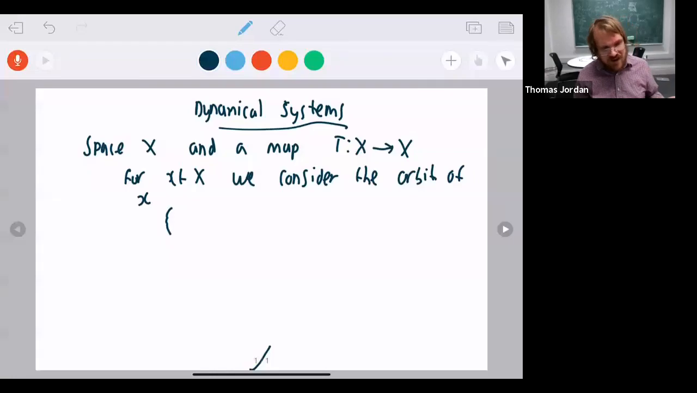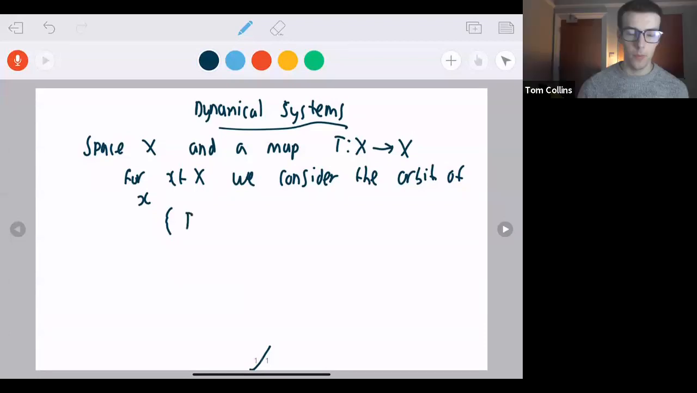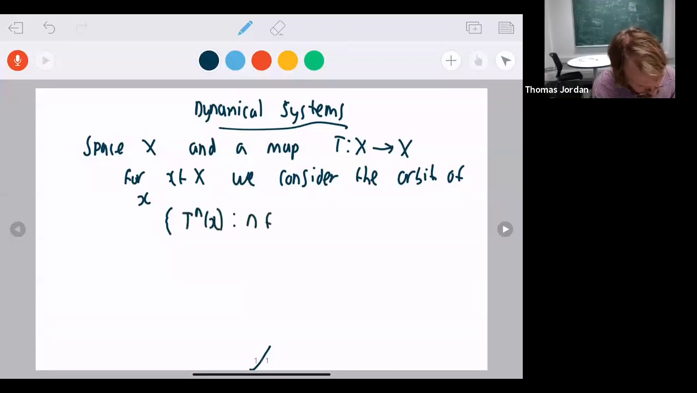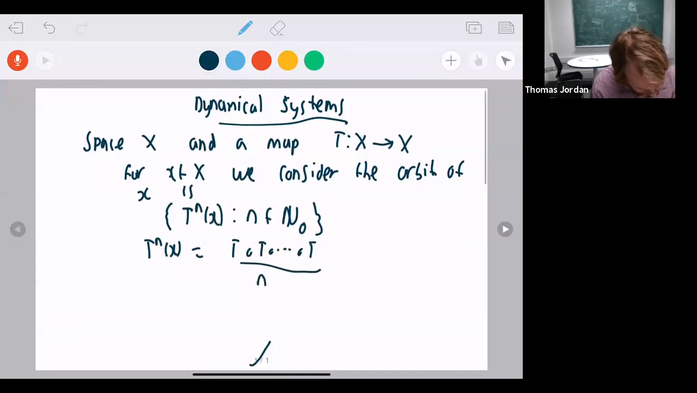The orbit of a point x is just the iterates of the dynamical system. So it's T^n(x), where n is some value in the natural numbers, although I also want to include 0. So it's just this set, and by T^n(x), I just mean T composed with itself n times.